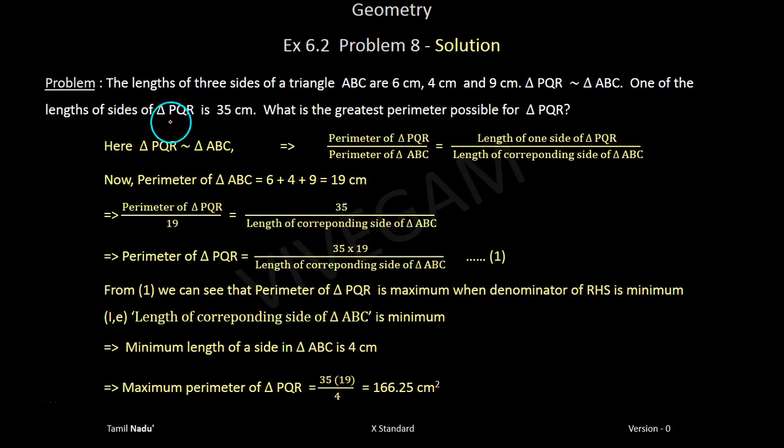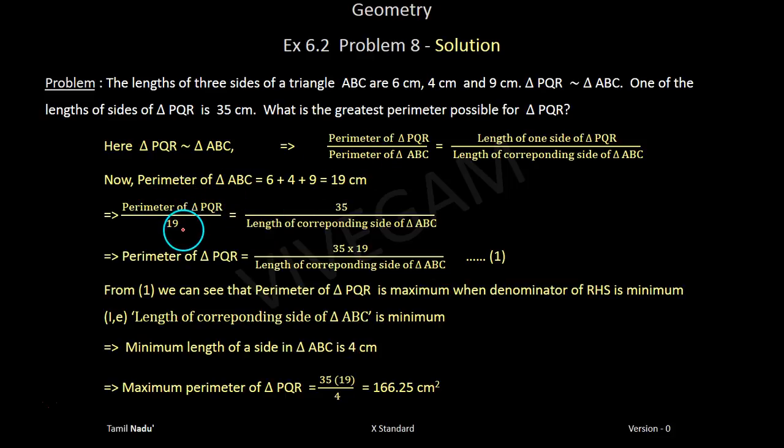The solution. Here it's given triangle PQR is similar to triangle ABC, which means perimeter of PQR divided by perimeter of ABC will be equal to the length of one side of triangle PQR divided by the length of a corresponding side of triangle ABC. This is a similarity property. Whenever two triangles are similar, the ratio of their perimeters is equal to the ratio of their sides. And the perimeter of ABC is 6 plus 4 plus 9. All these three sides you add up. That is 19 centimeter. So you substitute all these things in this equation.